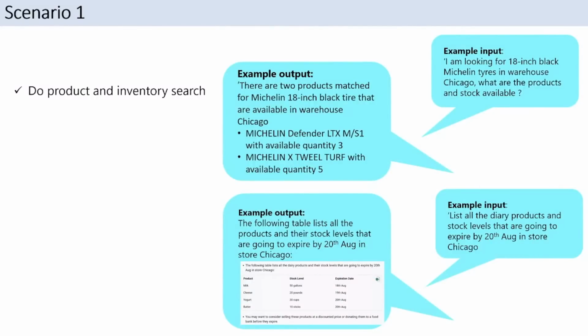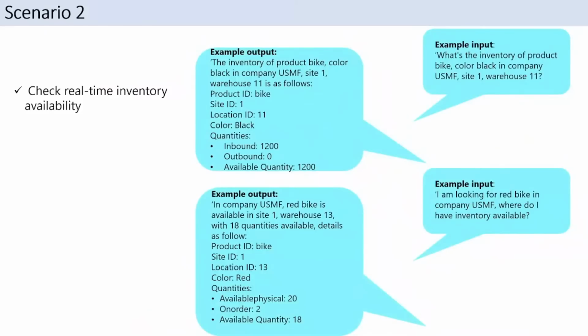Technically, the sidecar and the API will give you the same response, but it depends on how you use this functionality. And the next scenario is checking real-time inventory availability.